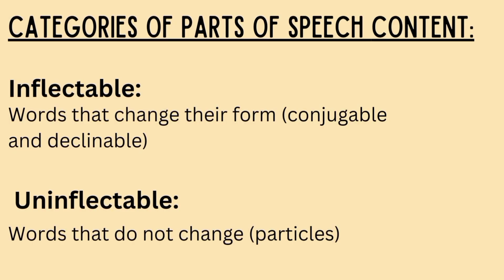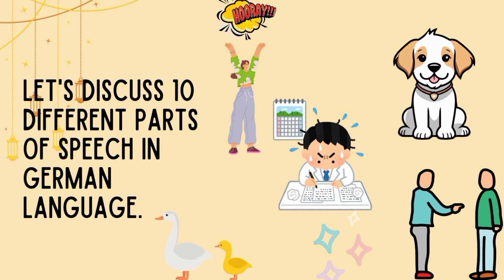Now, interestingly, these parts of speech are categorized into two categories. One is inflectable and the other is uninflectable. If we talk about the inflectable parts of speech, these are the words that can change their forms according to their grammatical features like number, case, gender, tense, etc. They can be conjugable and declinable. Secondly, we have uninflectable parts of speech, which simply means that these are the words that do not change according to their grammatical features. So now let's start discussing the 10 different parts of speech in the German language.